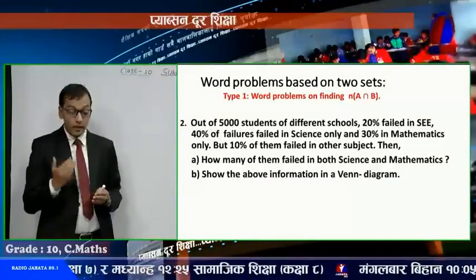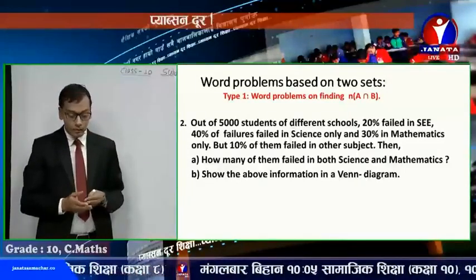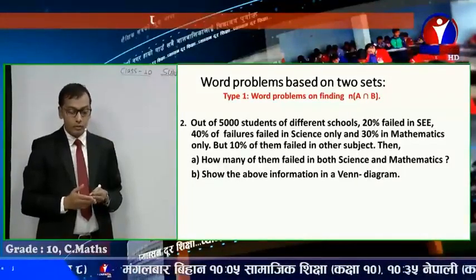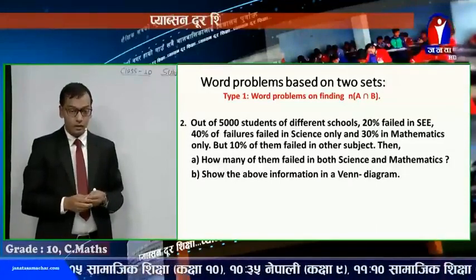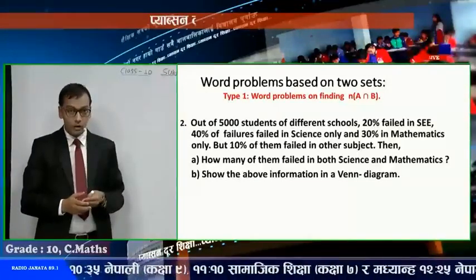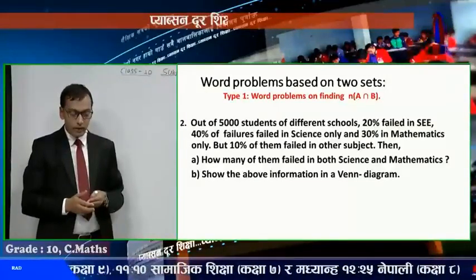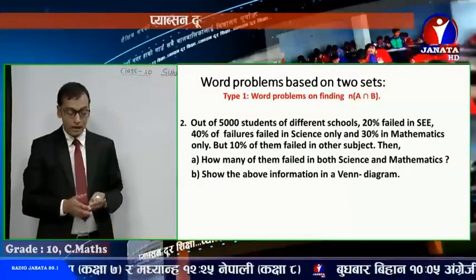Out of the failures, 40% of failed students failed in science only, 30% failed in mathematics only, but 10% of them failed in other subjects. Then we have two questions. First question, how many of them failed in both science and mathematics? Second, show the above information in a Venn diagram.